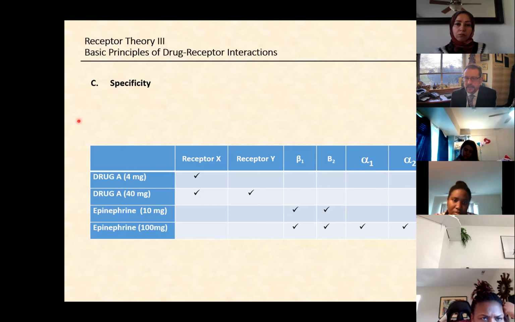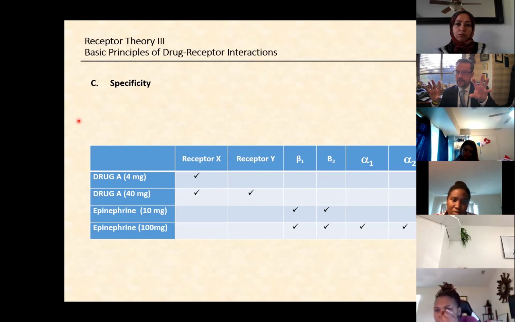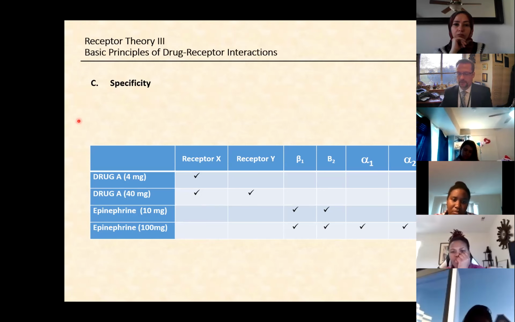Okay. Does that make sense? Yeah, that makes sense. Should we download this still screenshot? Even at those higher doses, it's still selective for beta over alpha. Okay, but we're starting to lose specificity.